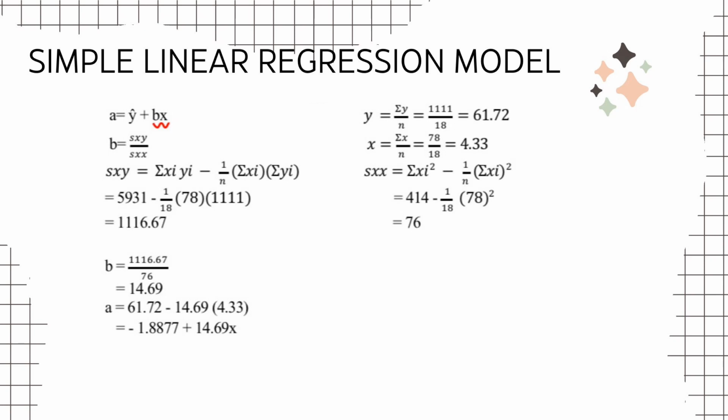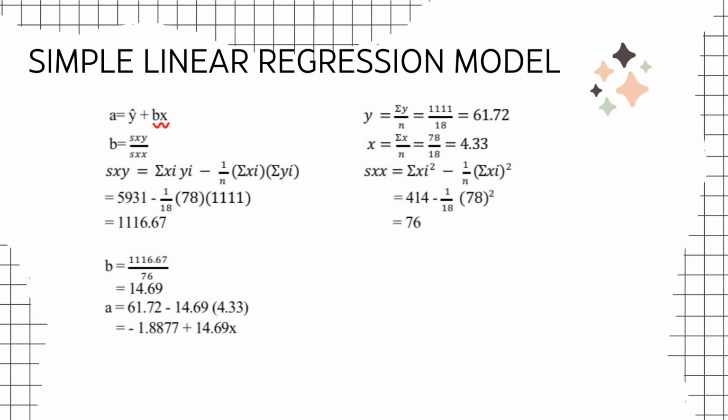After we get the answer for x naught and y naught, we are going to use the equation for Sxy. What is the Sxy formula? The Sxy formula is sum of xy minus 1 over n times sum of x times sum of y. We will get the answer of Sxy as 10.82.